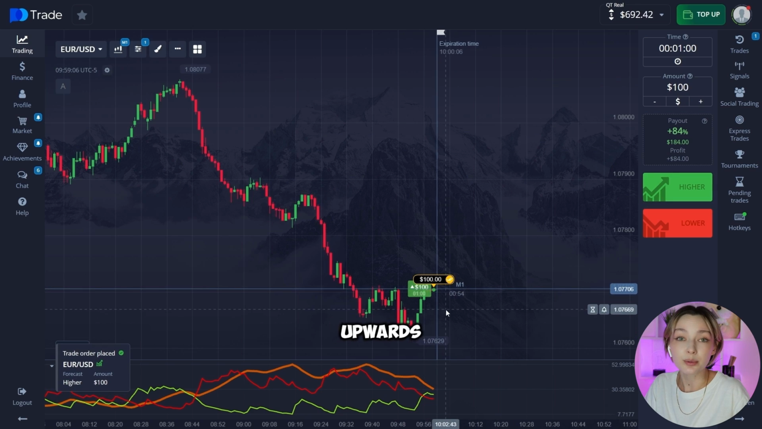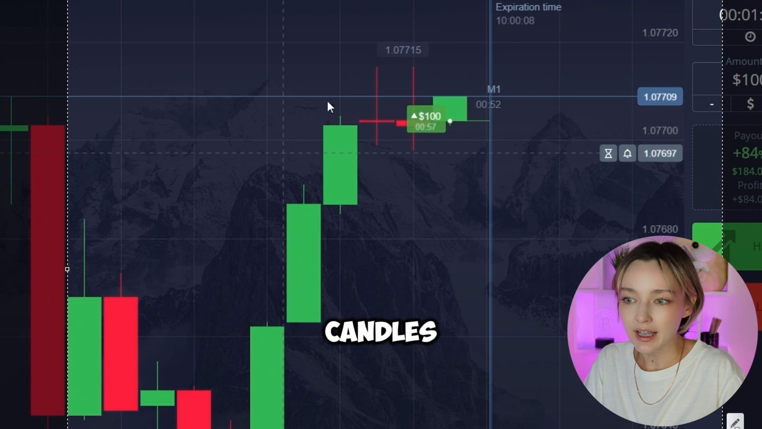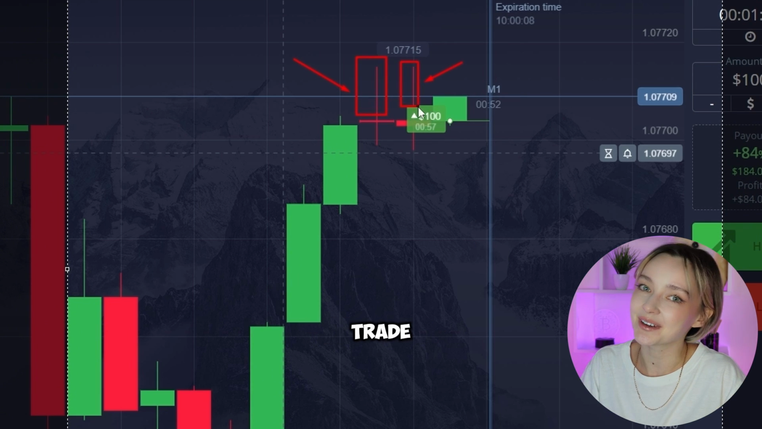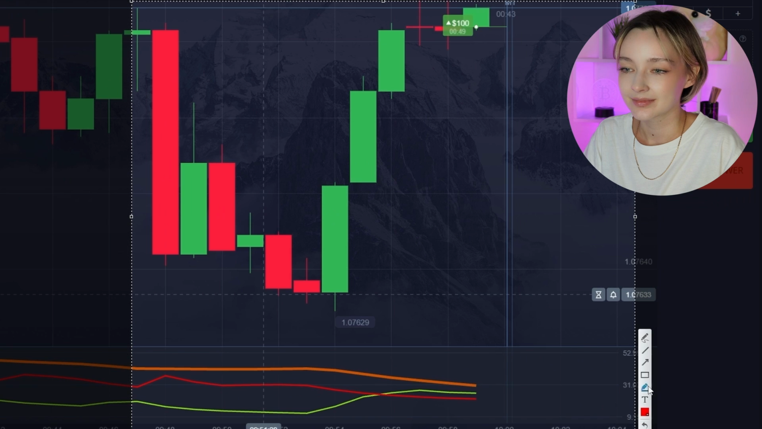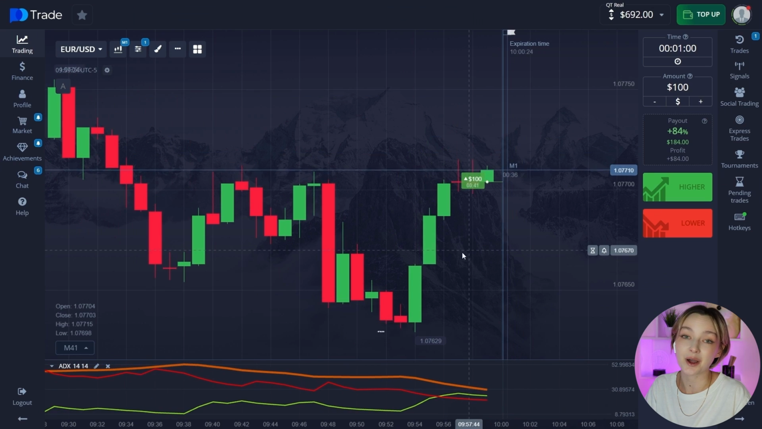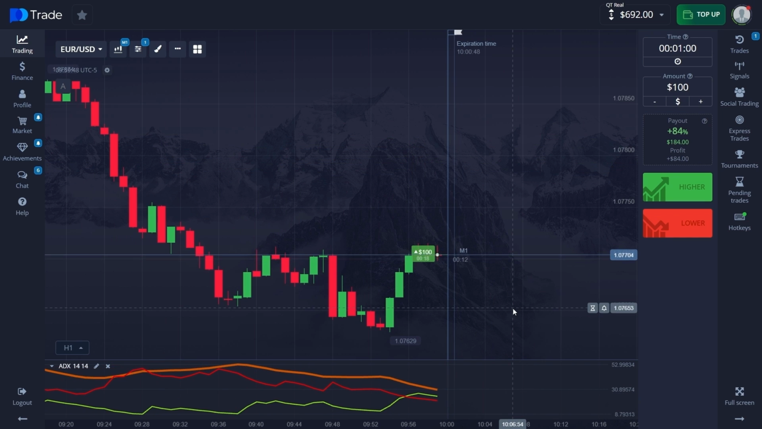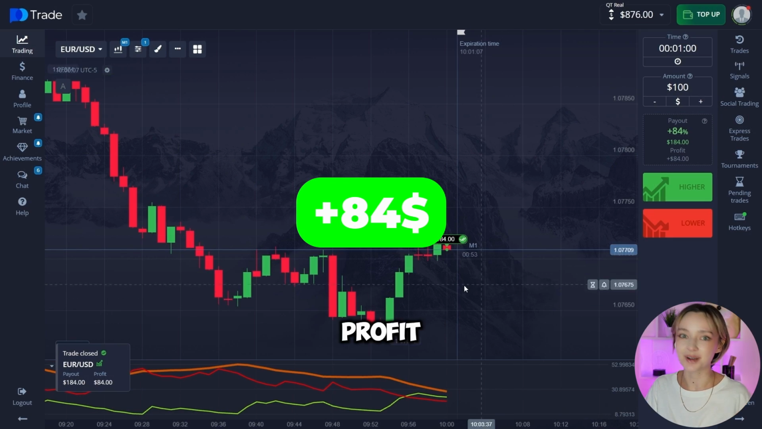We're once again entering upwards because the signal is still valid, it's still upwards. Even despite the several candles of uncertainty right here, that still can't stop us from placing another trade upwards. Let's also take a glance at the ADX line. The volatility is currently decreasing, so yeah, we easily placed our upward trade. And our trade confidently closes in a profit.